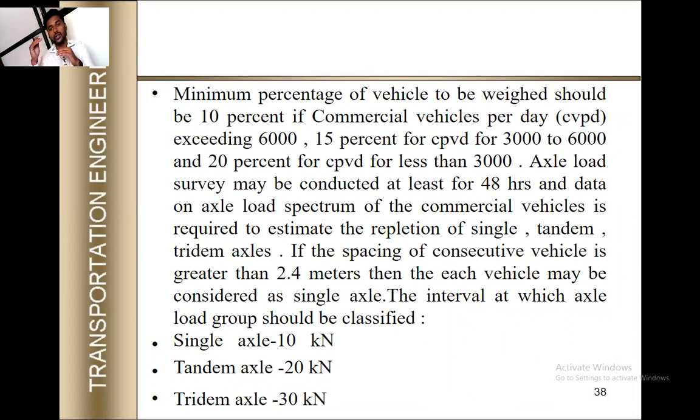If the vehicles passing through that road are 3,000 to 6,000 vehicles per day, then we need to check at least 15% of the vehicles. And if the vehicles passing by that road are less than 3,000, then we need to check at least 20% of vehicles. We are dealing only with the heavy vehicles, which we need to check for the limit of the load transfer. Then, and only then, the cumulative vehicle per day study will happen.